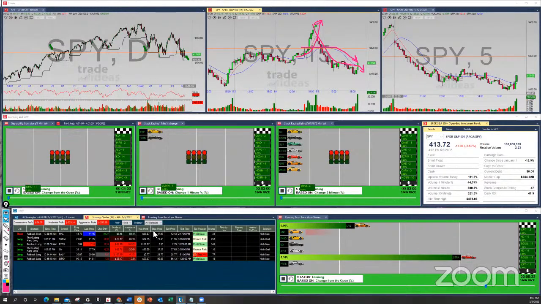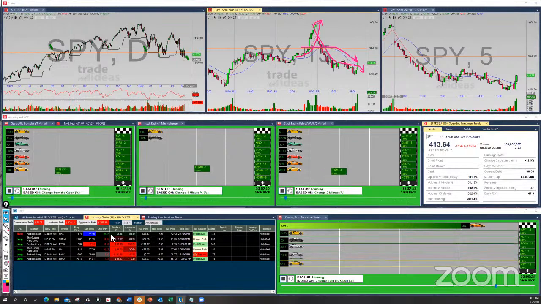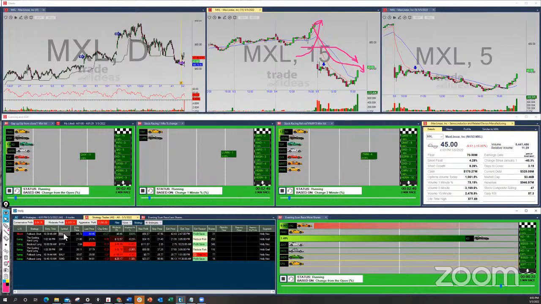So let's see here. We had another starting out okay day for the AI, and even with that gap down, that didn't pan out well. So MXL, kind of interesting how that ends up taking a turn for the worst at the end of the day.